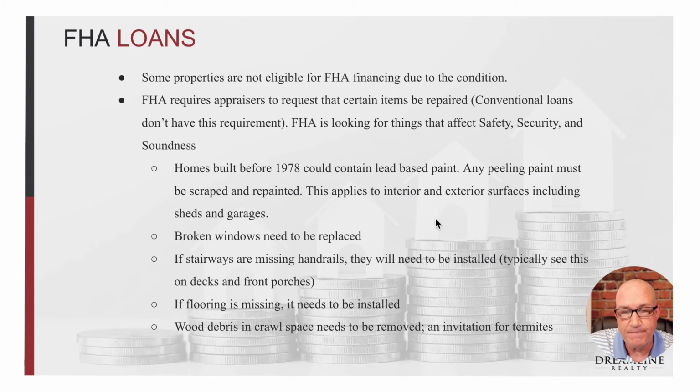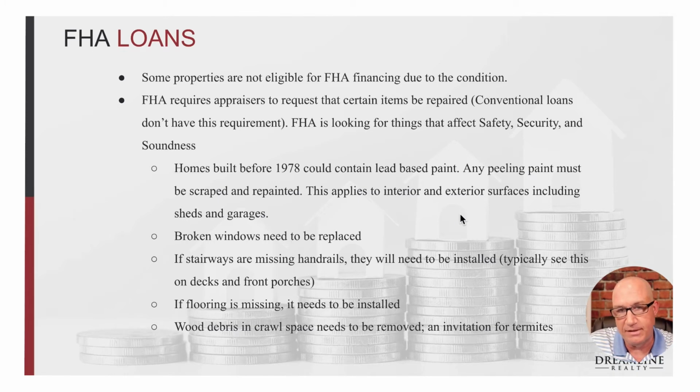If there's broken windows in the property, those will need to be replaced with new windows that are not broken. If there are stairways on a porch or a deck that are missing the handrails, or if they're missing handrails on the stairway inside of the house, FHA will require the appraiser to note that, and handrails will need to be installed before that loan can close. And the same thing applies for flooring. So if you're looking to buy a home and it's missing carpet in one of the bedrooms, FHA will not let that close. It has to have flooring installed in order to make that loan good.